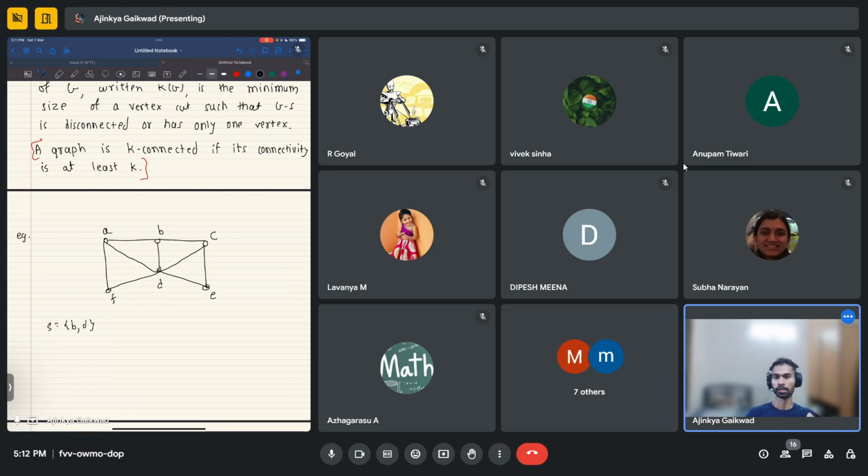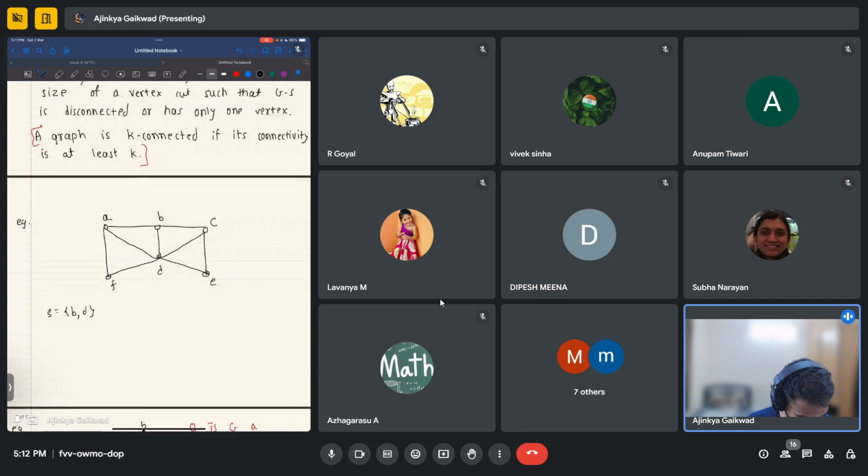Someone suggested that BD is a vertex cut, so let's see if that is true. If I delete S from the graph G, the graph would look like this: A, F, C, and E. Clearly, this graph has two connected components, this is one and this is two. So S is a vertex cut.